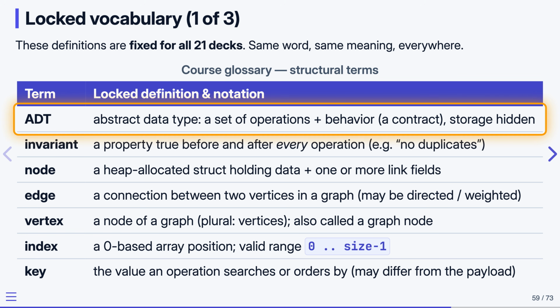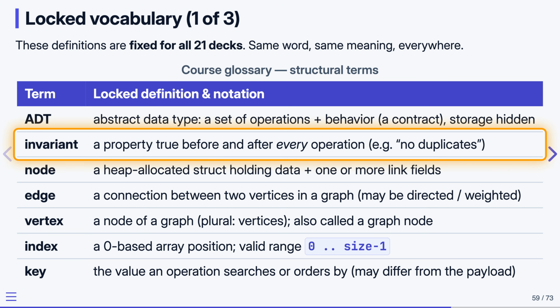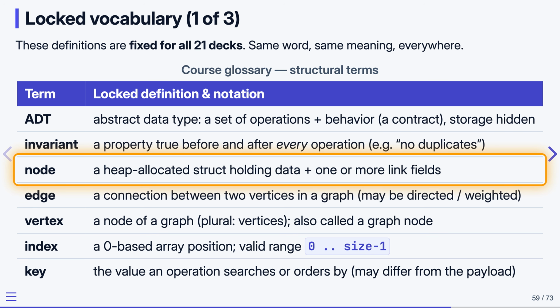First, an ADT, it is short for abstract data type. It is a set of operations plus their promised behavior, a contract. The storage behind it stays hidden. Next, an invariant. It is a rule that stays true before and after every operation. For example, no duplicates. A node is a small struct on the heap.